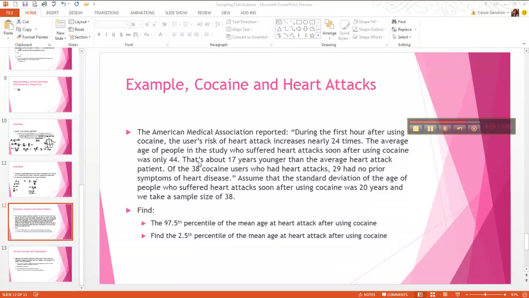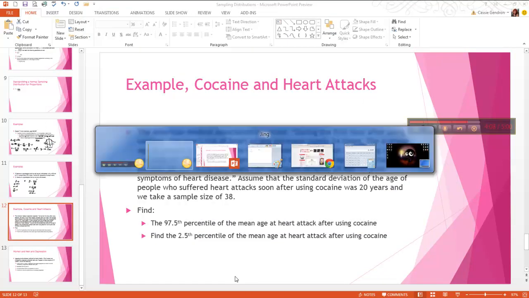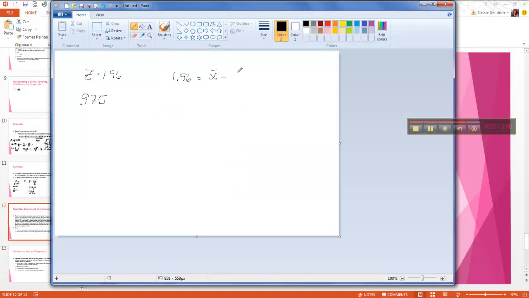So x bar minus our mu, and the mu that we're looking for is 44. Our standard deviation is 20, and our sample size is 38. So now I need to plug in: 1.96 equals x bar minus 44 over 20 divided by the square root of 38. And I'm going to plug this into the calculator and get an answer.